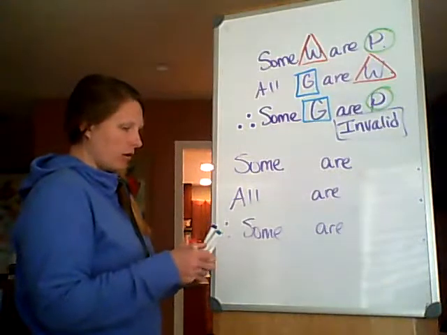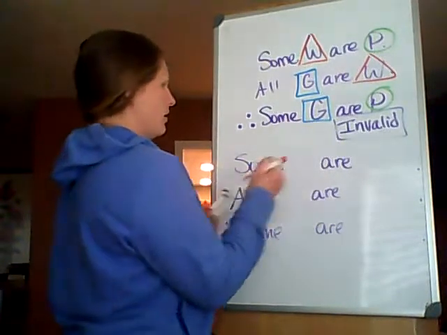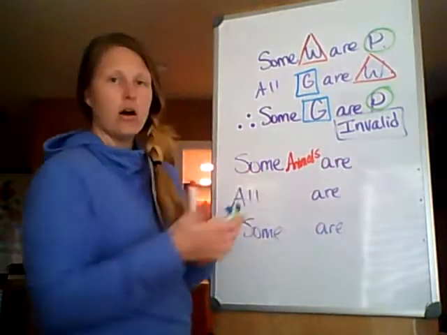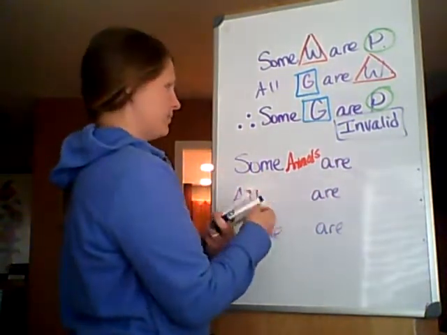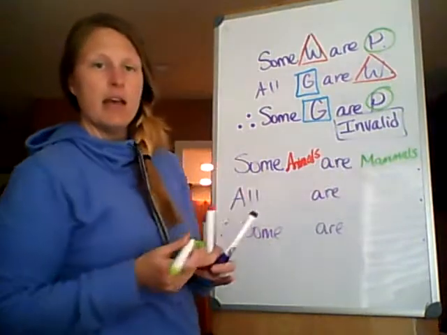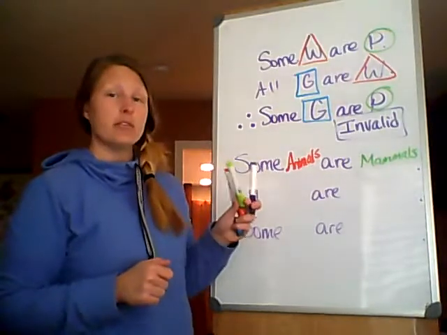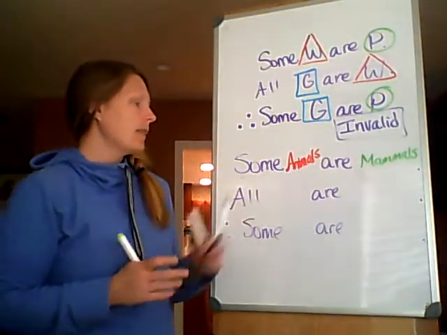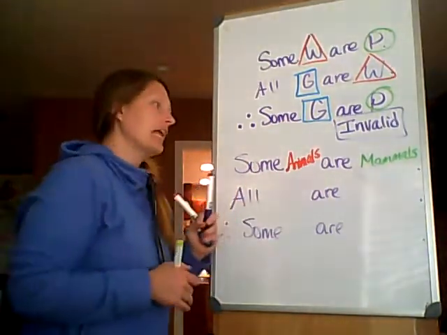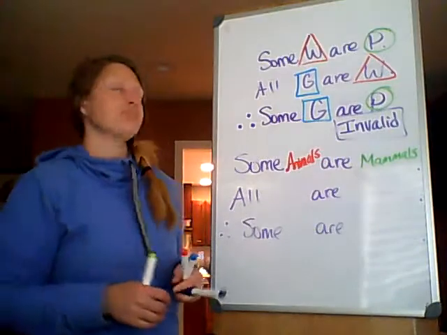All right, so I am going to say that some animals are mammals. Some animals are mammals. Okay, now these are very broad categories of things, so I should be able to do this pretty easily. There are animals that are not mammals. Mammals are a specific kind of animal. So my statement that some animals are mammals is true.